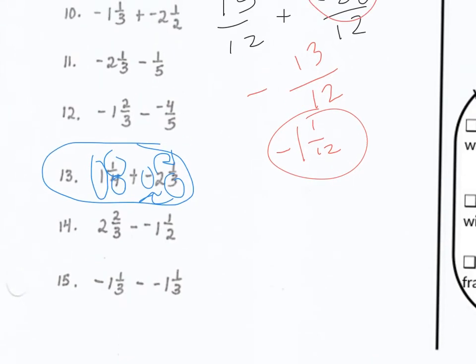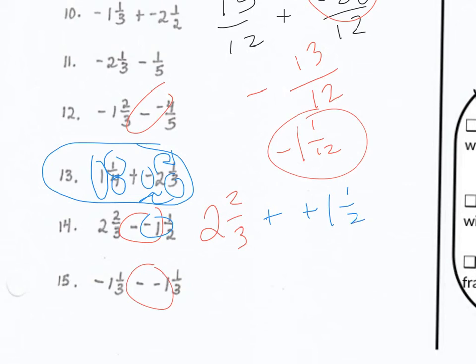The rules for subtraction are very clear, but you must rewrite it as an addition statement. So before you do anything, rewrite this as 2 2/3, and then your addition statement, plus, and then you change the sign on the second number, so positive 1 1/2. So again, we're going to rewrite this as an addition statement, changing the sign on only the second number. And then you'll treat this like you did the other ones.